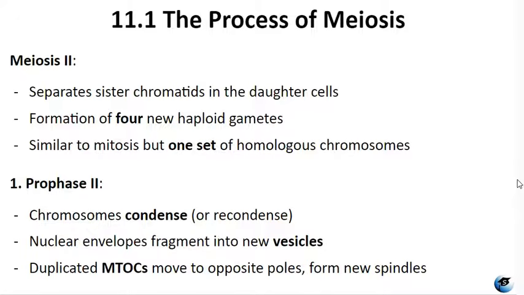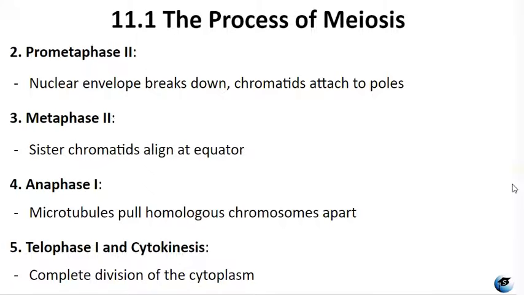If the chromosomes were decondensed in telophase 1, they'll condense again in prophase 2. And then the nuclear envelope fragments into vesicles. The duplicated MTOCs from interkinesis will move towards the opposite poles and form new spindles. Similar to prophase 1, we have spindle formation in prophase 2. In prometaphase, the nuclear envelope completely breaks down, the spindle is fully formed, and each sister chromatid develops its own kinetochore, which attaches to microtubules from opposite poles.